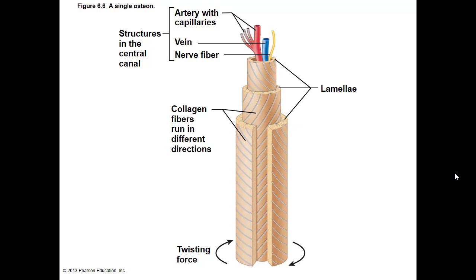Because of all those lamella and because the fibers run in different directions from each other, if bone starts to become twisted, it actually allows the bone to be twisted without breaking. If all of the fibers ran in one direction and the bone got twisted in the other direction, what's going to happen to it? It's going to snap and break. But because they go in different directions, they allow more flexibility for the bone to get twisted.